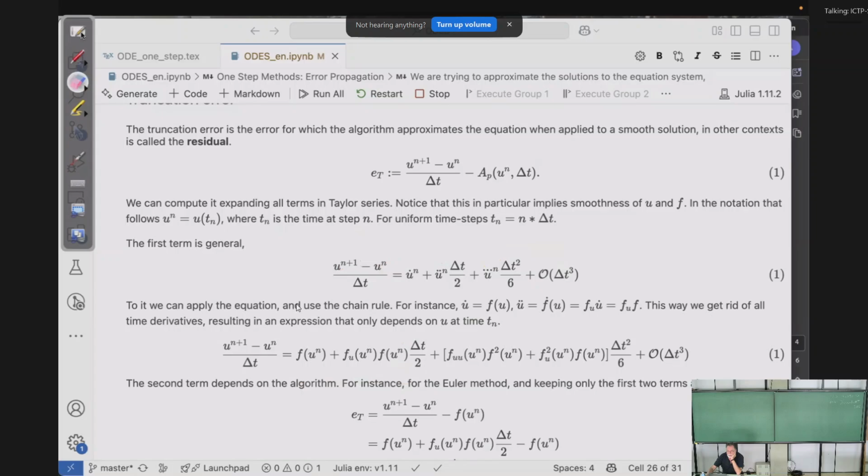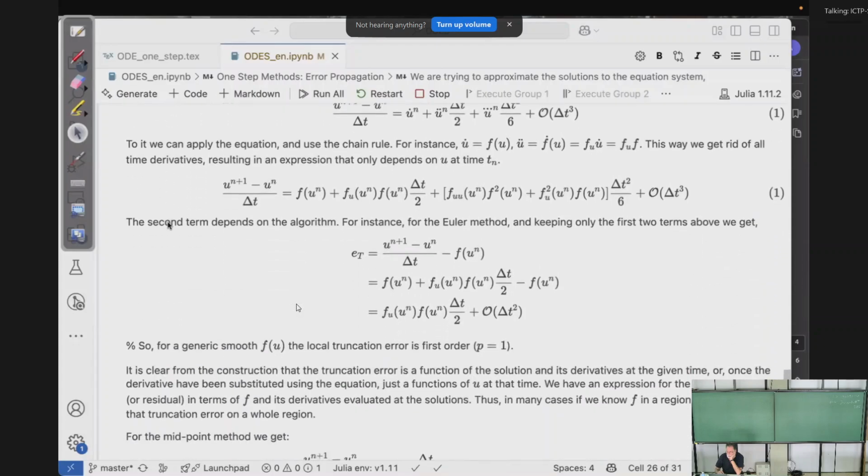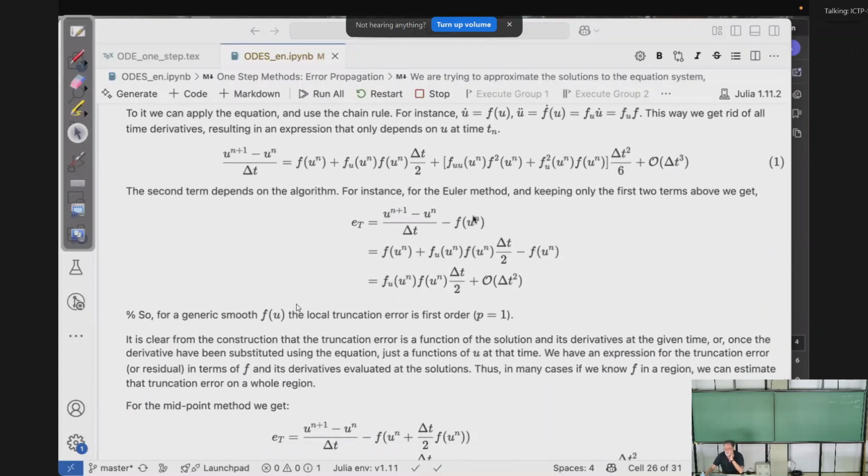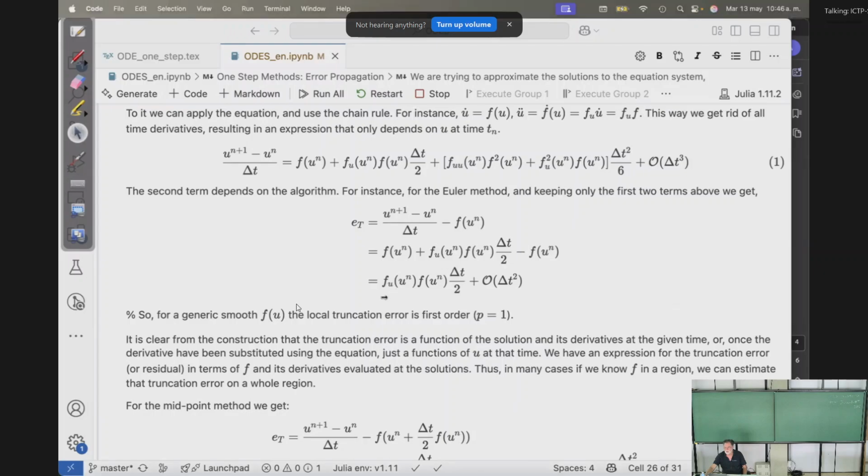For the method, for instance for Euler's equation, the A is just f of u, and you get this in here. And you see, this thing you can replace by these terms in the Taylor expansion, minus f of u, so you get this thing, and the error is linear in delta t. Right, so this is the error. The truncation error is proportional to delta t times these things.